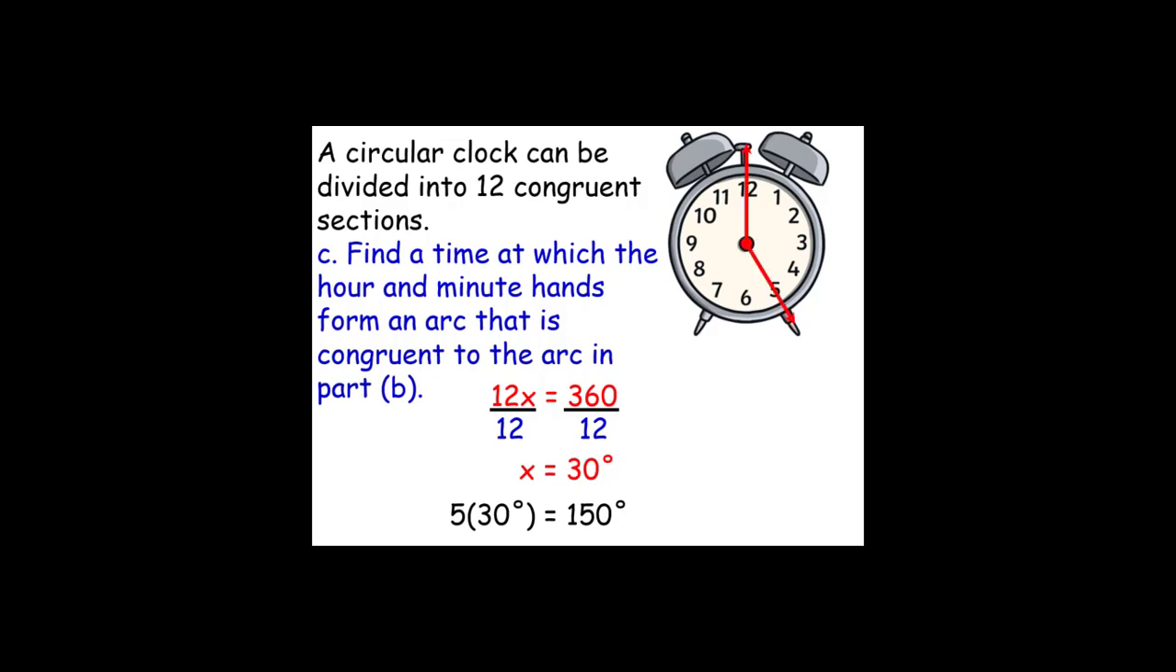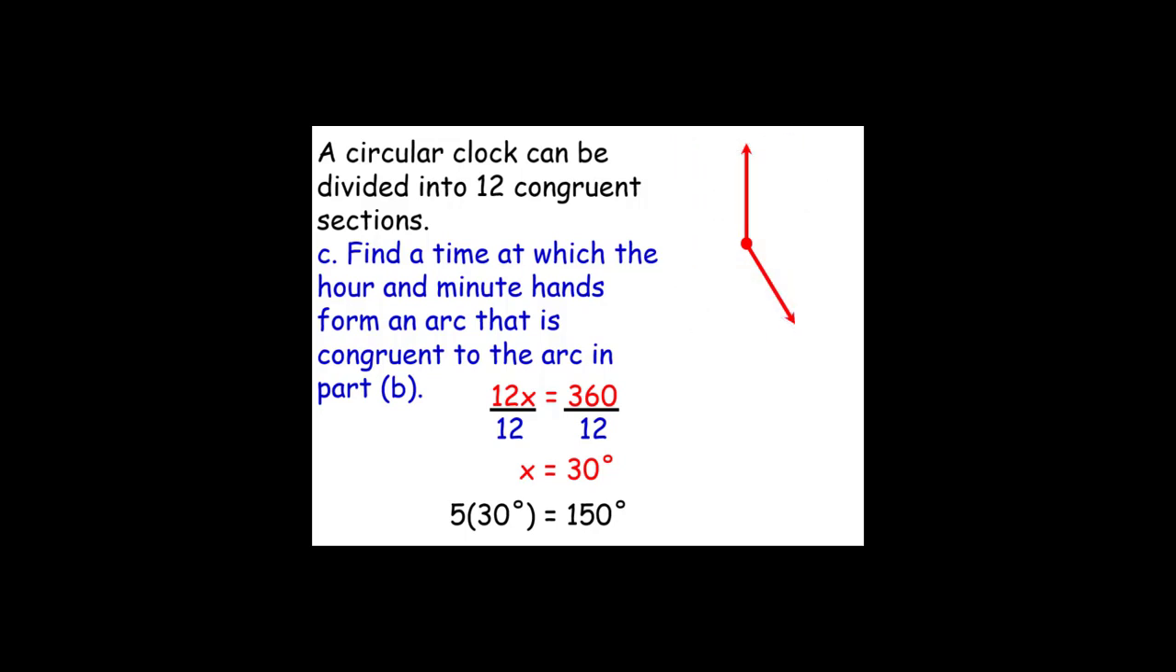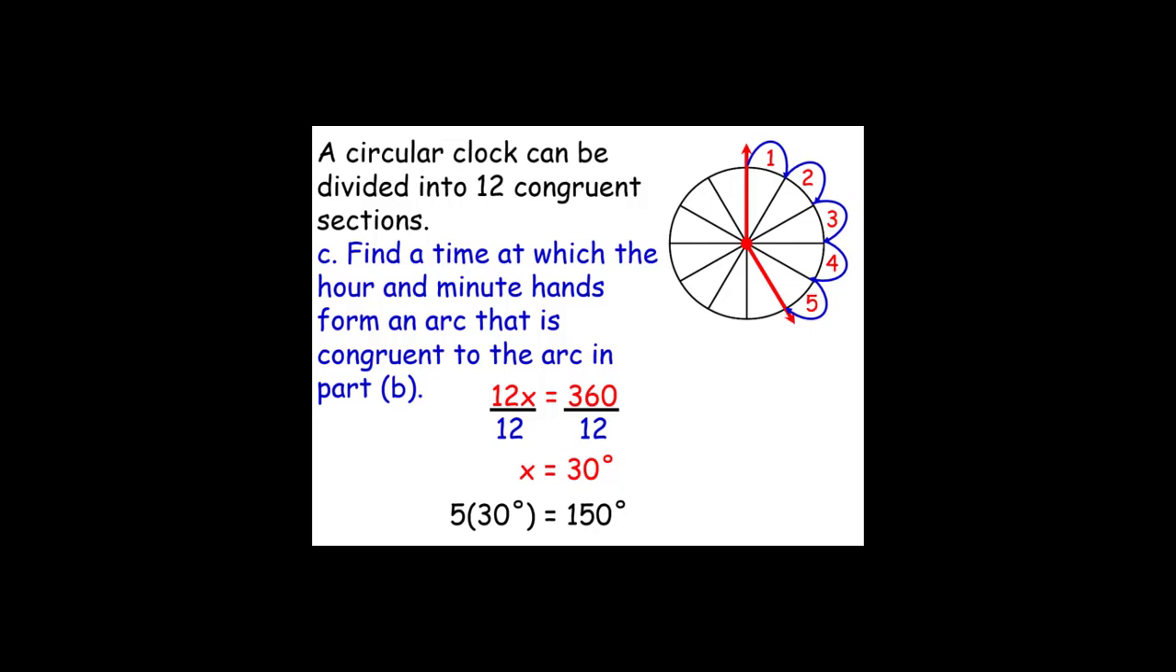This one has many answers. One answer could be 5 o'clock. When you take a look at 5 o'clock, you will notice that we still have the 5 sections. 1, 2, 3, 4, 5. 5 times 30 is 150.